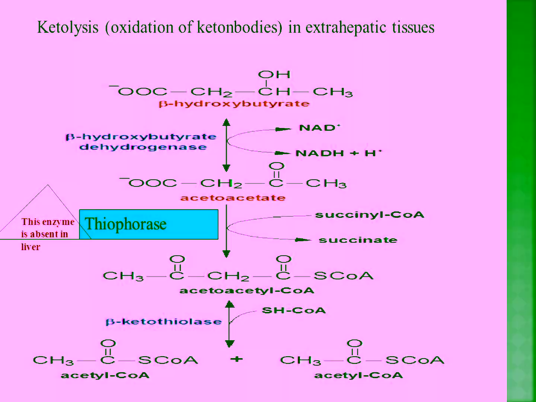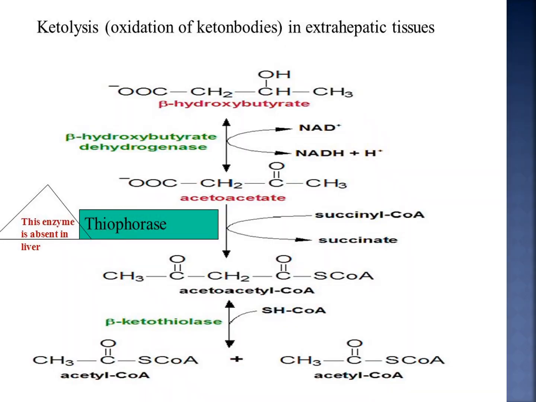This process explains ketolysis, oxidation of ketone bodies in extrahepatic tissues. Beta hydroxybutyrate is converted to acetoacetate in the presence of the enzyme beta hydroxybutyrate dehydrogenase. This acetoacetate is converted to acetoacetyl-CoA with the help of succinyl-CoA, and thus succinate is removed. This happens in the presence of the enzyme thiophorase, which is absent in liver. This acetoacetyl-CoA is further cleaved into two molecules of acetyl-CoA by the enzyme ketothiolase.